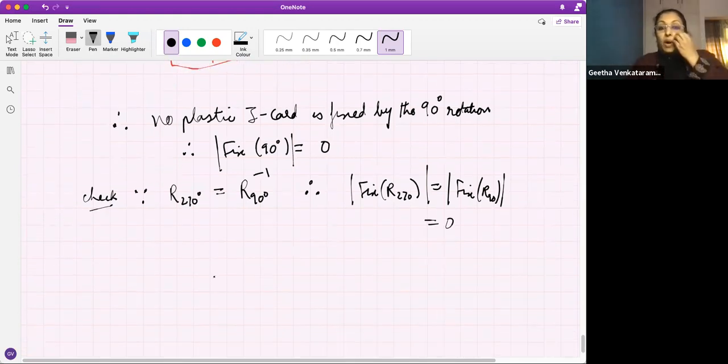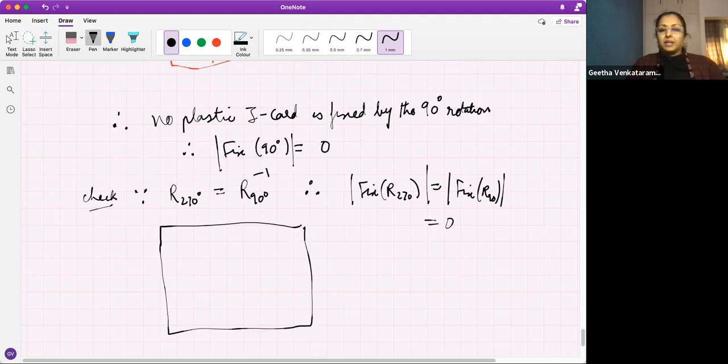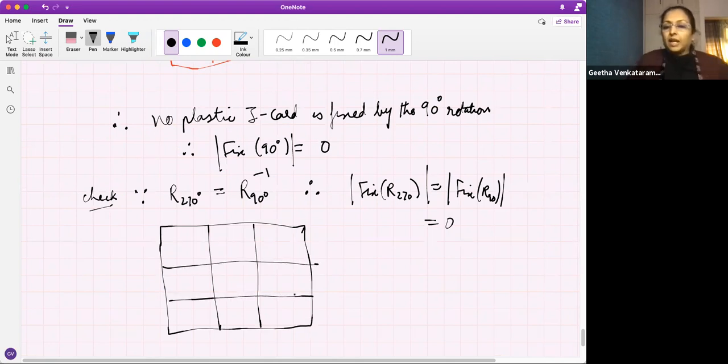Now let me look at the 180-degree rotation. So for the 180-degree rotation, let me give you a few minutes. Can you think of whether there'll be any plastic cards which are fixed by the 180-degree rotation? Where can you put your 2 punched holes, such that when you do a 180-degree rotation of the card, it is exactly the same card?